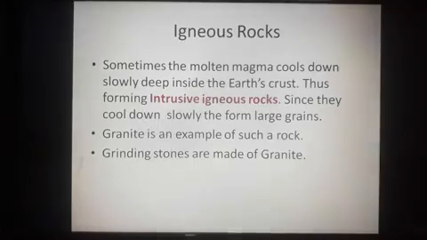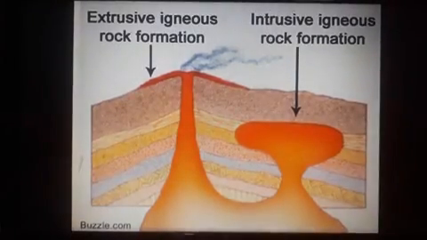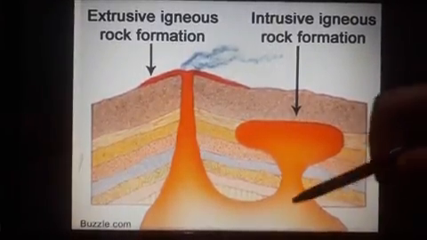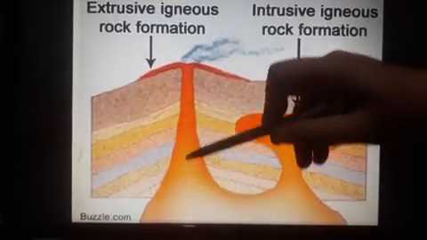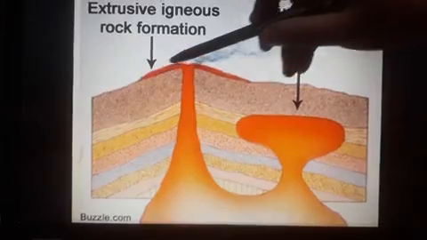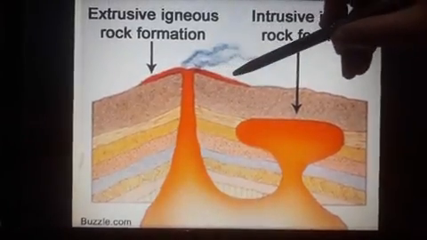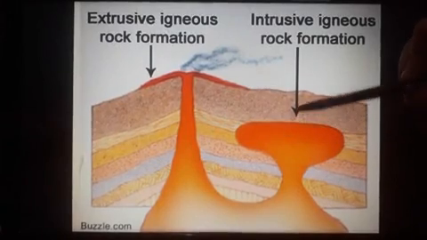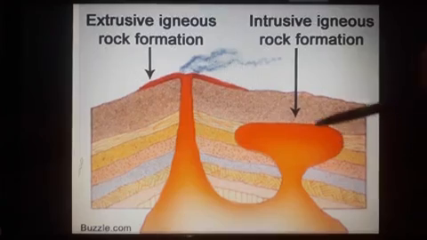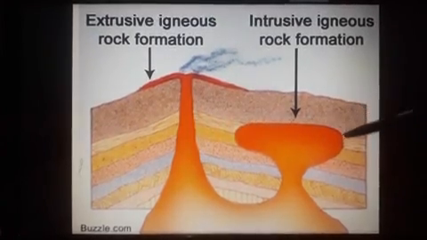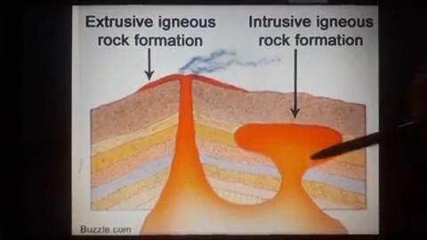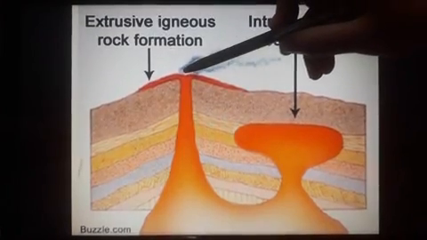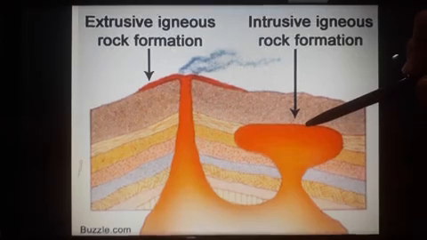Now look at the next diagram also. Here you can understand very easily. This is a magma chamber. When the magma comes outside as lava and solidifies, this is known as extrusive igneous rock. And when the magma comes here and cannot reach the surface of the earth, it solidifies inside, and this is known as intrusive igneous rock. So for this one we can give basalt as an example, and for this type of rock you can give granite as an example.